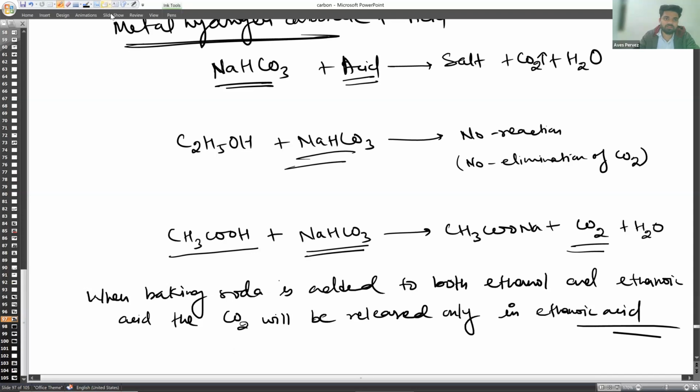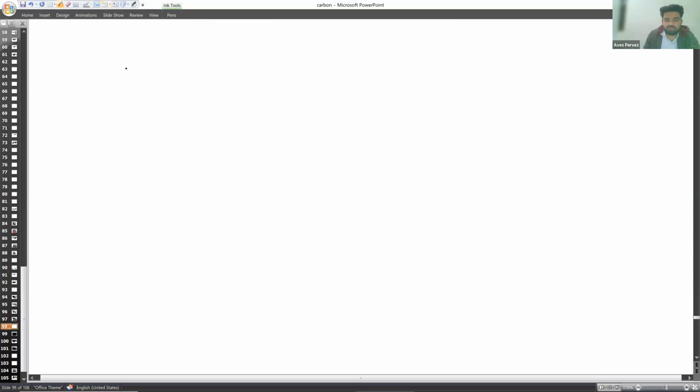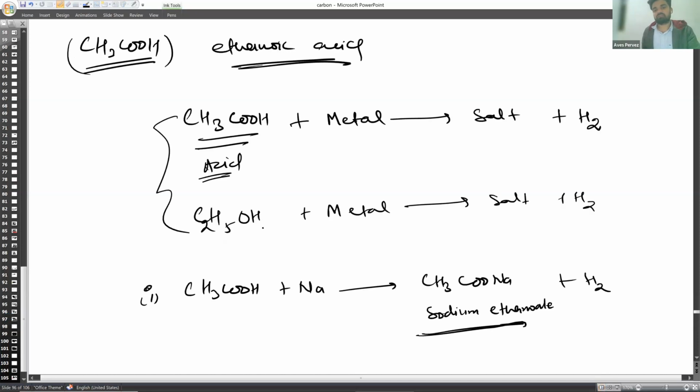Okay. The next property of ethanoic acid is the same. The first property of ethanoic acid is the test with metals. Yes, that we have done. When ethanoic acid reacts with metals, what will it give you? It will give you salt plus hydrogen gas. Here we have done it; you can check it. CH3COOH when reacting with metals gives CH3COONa plus hydrogen.